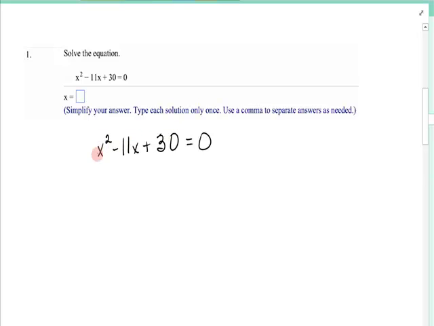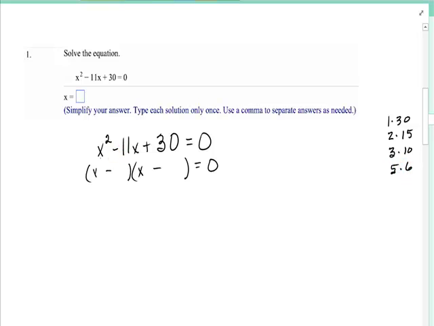Use all of your skills to factor the left side. Is there a common factor? No. That's a trinomial, so I'm going to try trial and error. Last sign is positive. That means plus plus or minus minus. Why am I choosing minus minus? Because this one tells me to. I have x and x. Factors of 30. I'm going to go off to the side. It's either 1 and 30, 2 and 15, 3 and 10, or 5 and 6.